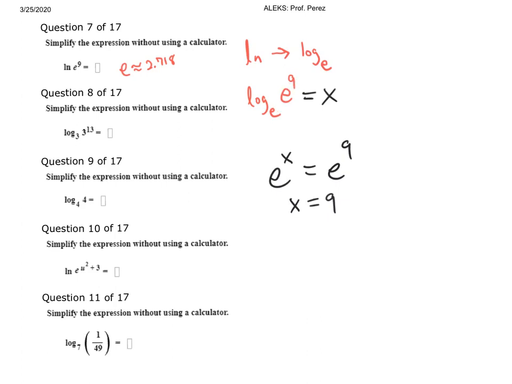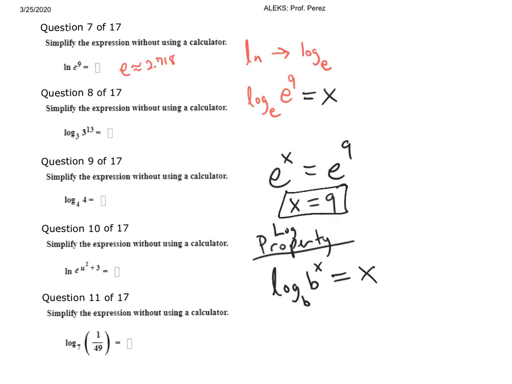Well, that's actually one of our log properties, and I'm going to go over all of these in a summary with you. It says that if you have log base b of b raised to the x power, whenever the base and the argument are the same, think of it as this whole thing canceling out, and you're left with x. And that's exactly what happened up here. So this answer just turned out to be 9.